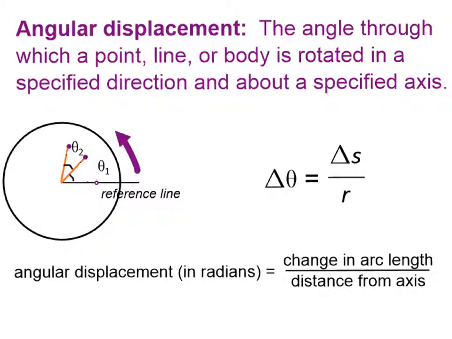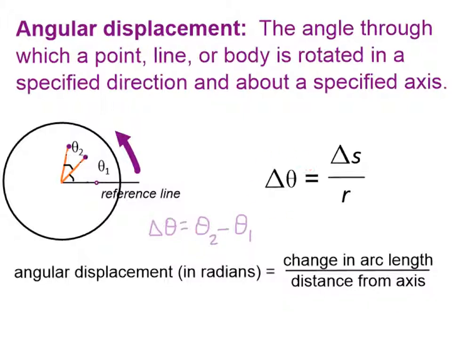Now that you know how to convert degrees to radians, we can talk about angular displacement. Angular displacement is simply the angle through which a point, line, or body is rotated in a particular direction and around a particular axis. So angular displacement is represented by this delta theta. Delta theta in our diagram here is simply theta 2 minus theta 1. Here is theta 2, and here is theta 1. Those are the two angles, and those are measured in radians.